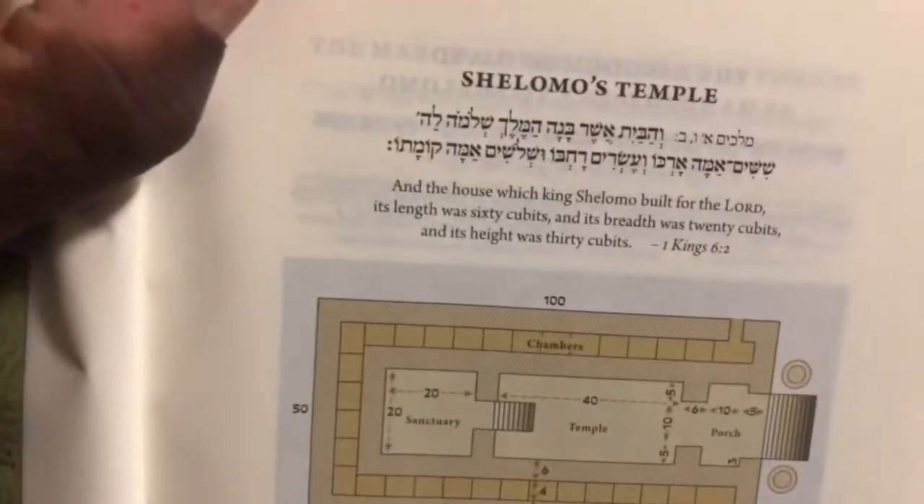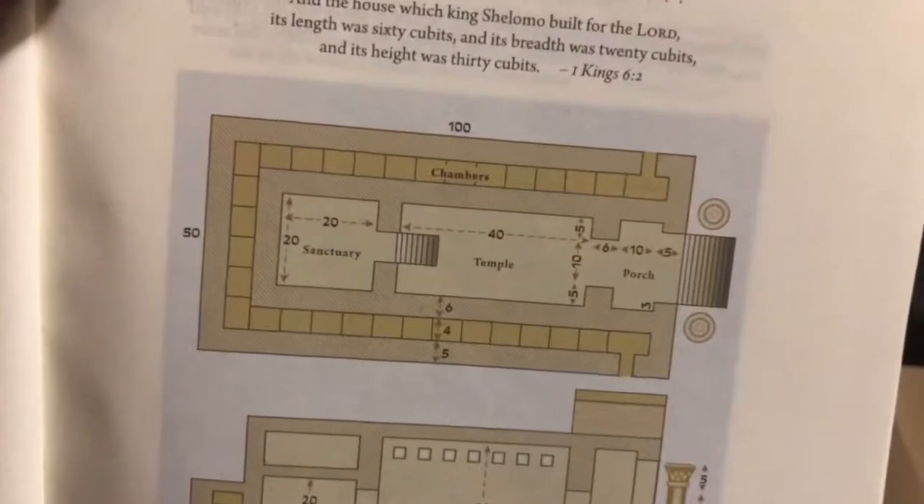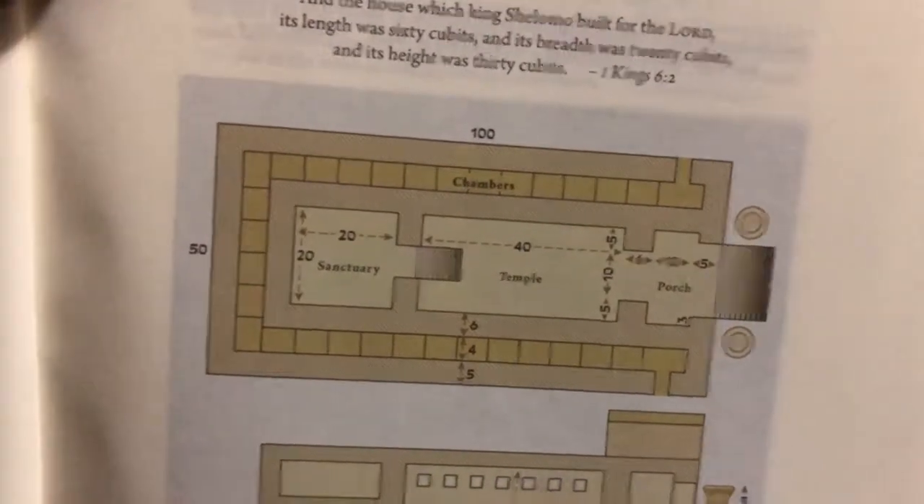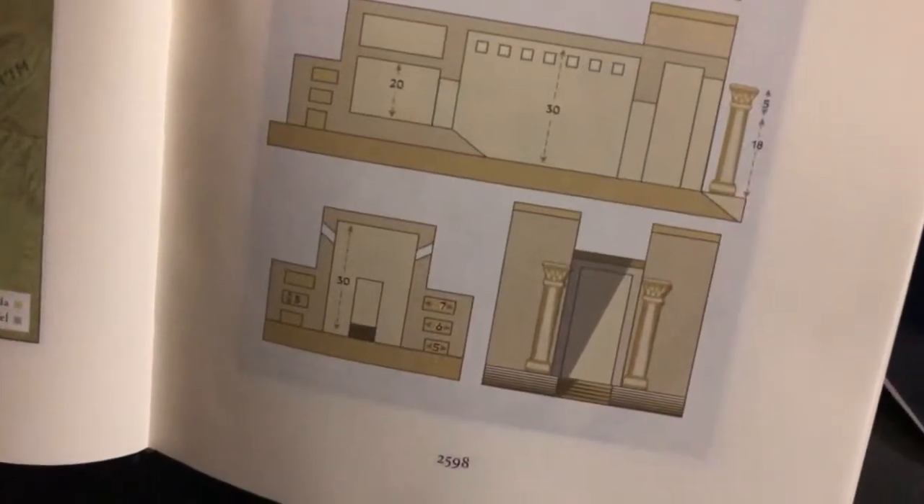Now here it talks about, this is Shalawam's temple, the Hayakal, right? That's the Hayakal, right? There you go. There's the temple right there, right? You see the temple right there. Man, this book is dope, man. This book is sick. It's amazing. He's talking about Solomon's temple.